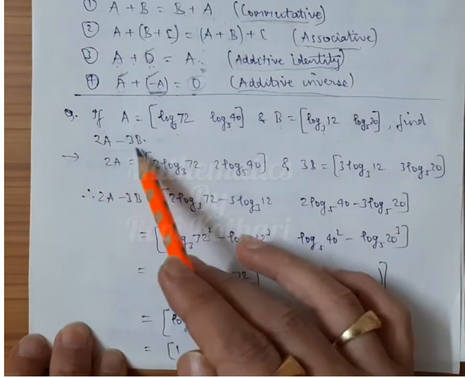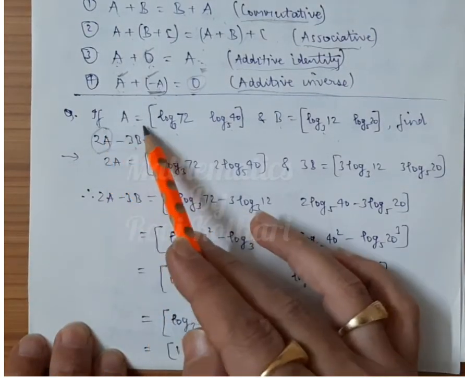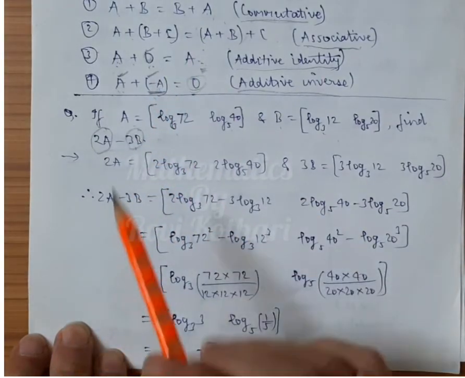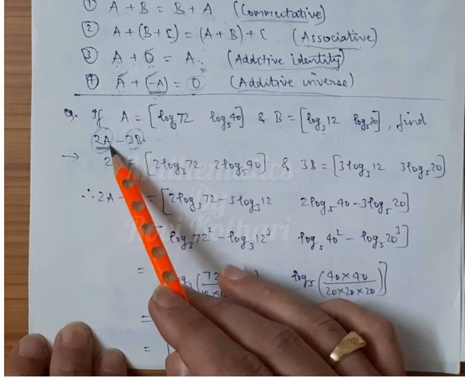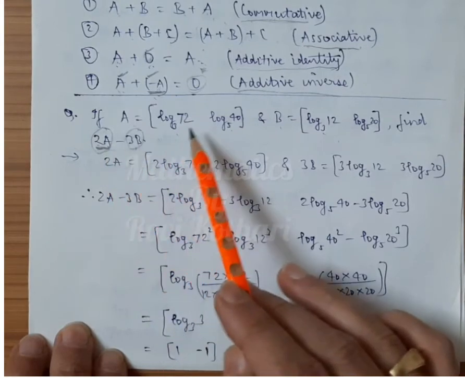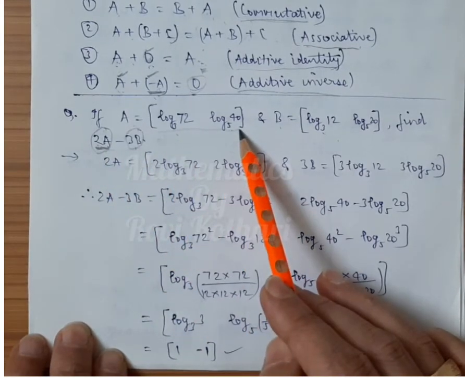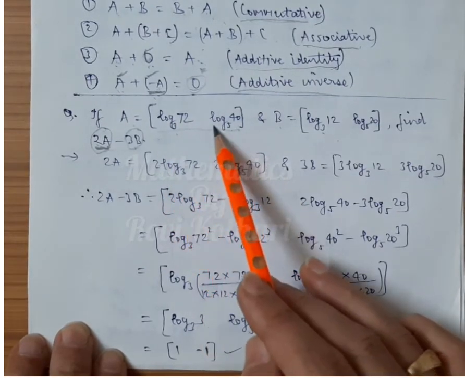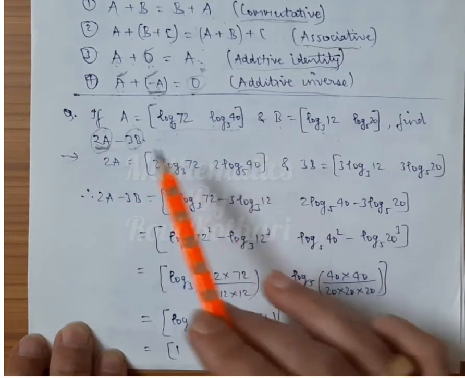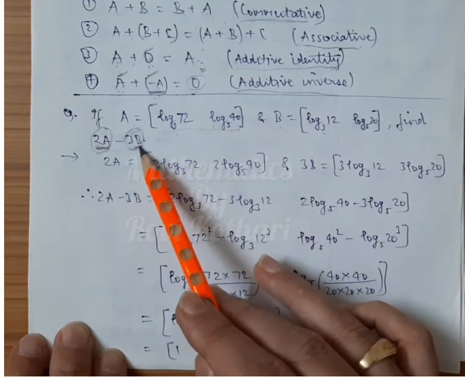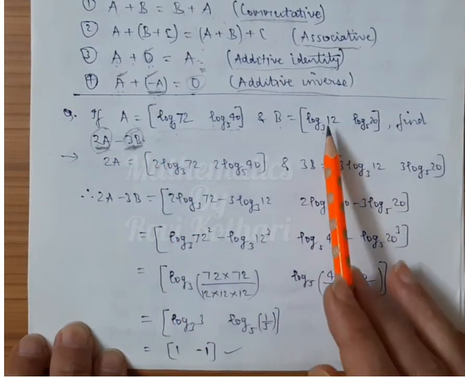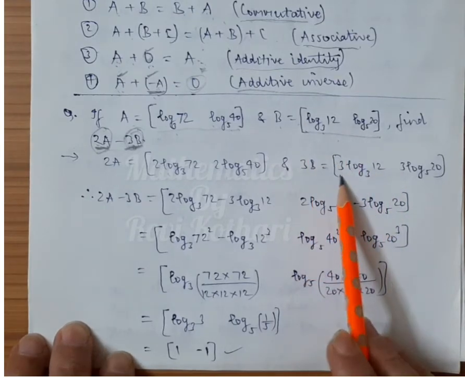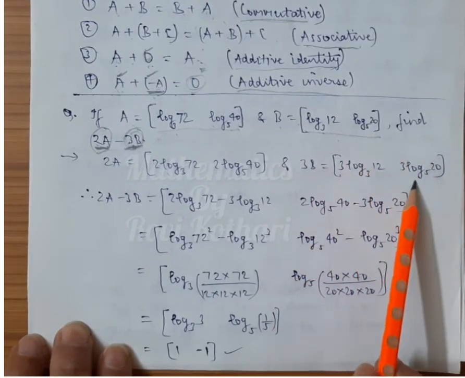Now in order to find this matrix, let me first find out 2A. Then I'll find out 3B, and then I'll subtract the two matrices as we had done earlier. Now we know that how do we find out 2A? 2A means A is multiplied by 2. So every element of A will be multiplied by 2. So what will be 2A? It will be 2 log 72 की base 3 and 2 log 40 की base 5. Similarly, what is 3B? It means every element of B is multiplied by 3. So multiply every element of B by 3. So you get 3 log 12 to the base 3. And what do you get here? 3 log 20 to the base 5.